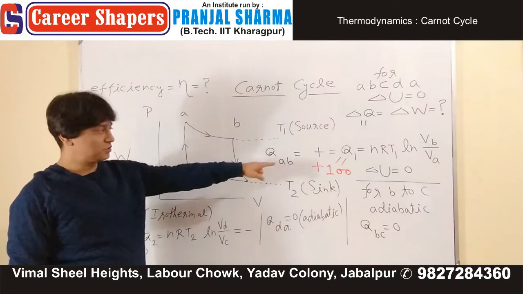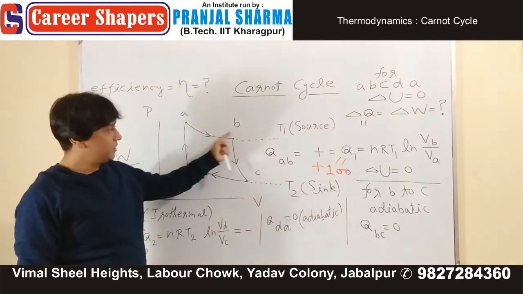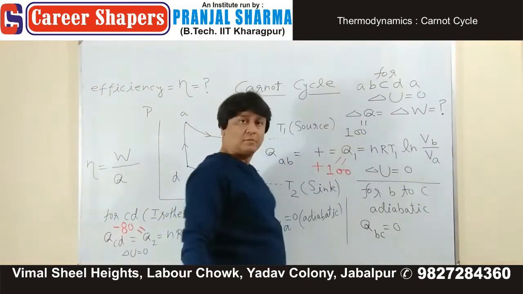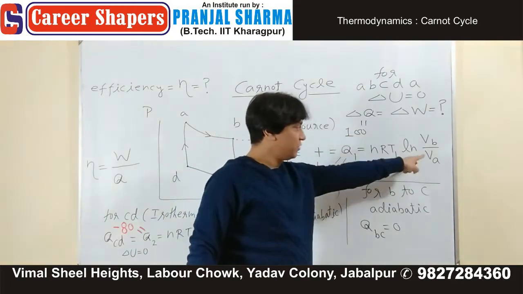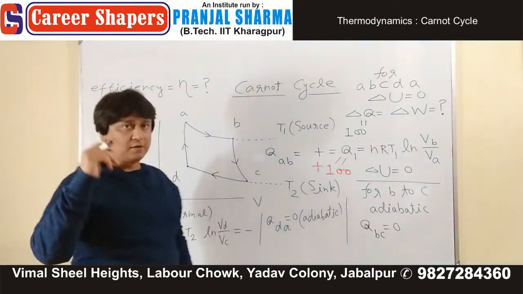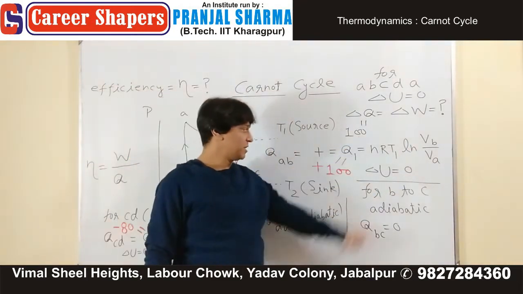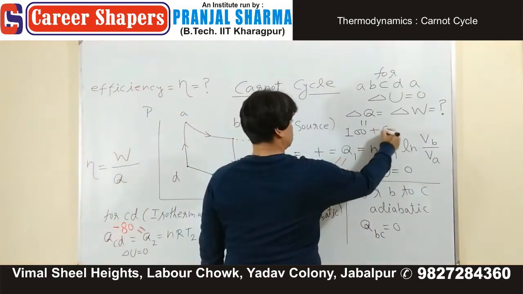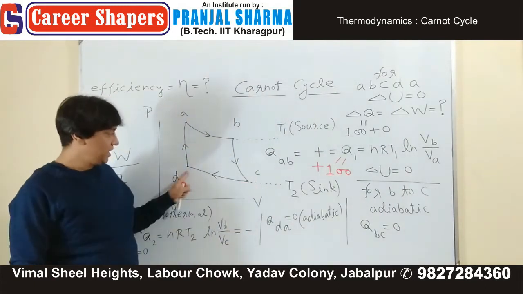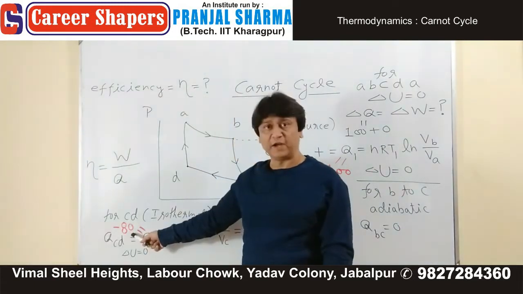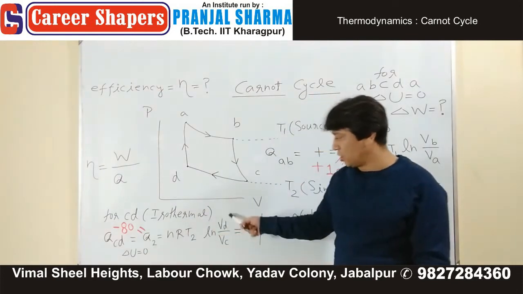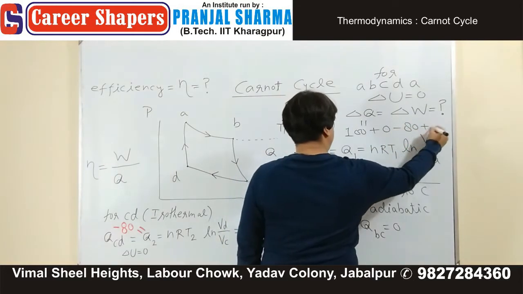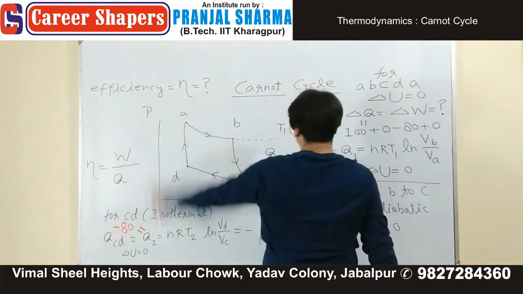Let's use the numbers shown in red. For A to B, 100, which is nRT1 log V upon VA. Just so that it becomes comfortable, I am using these numbers. B to C, 0. C to D, minus 80, which is nRT2 log VD upon VC. And then the final adiabatic part, D to A, 0.